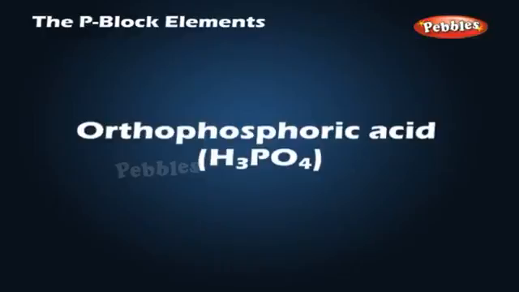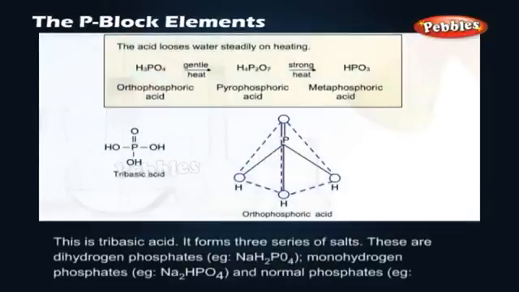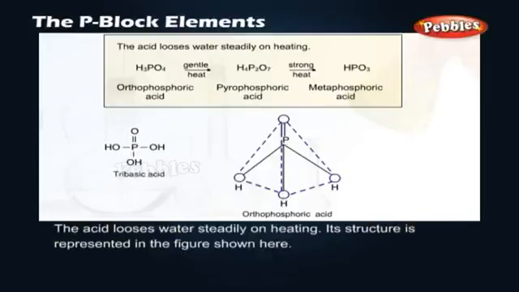Orthophosphoric acid, H3PO4. This is a tribasic acid. It forms 3 series of salts. These are dihydrogen phosphates, example NaH2PO4, monohydrogen phosphates, example Na2HPO4, and normal phosphates, example Na3PO4. The acid loses water steadily on heating. Its structure is represented in the figure shown here.